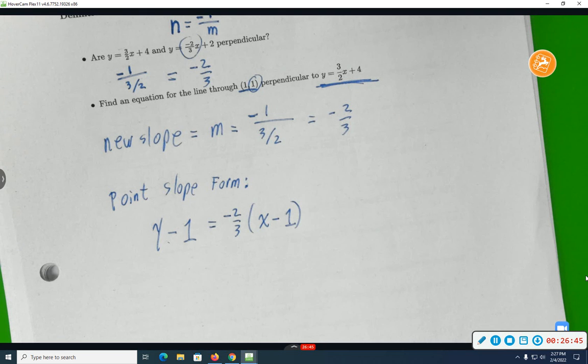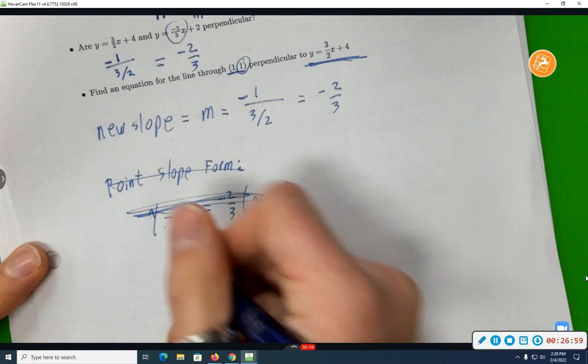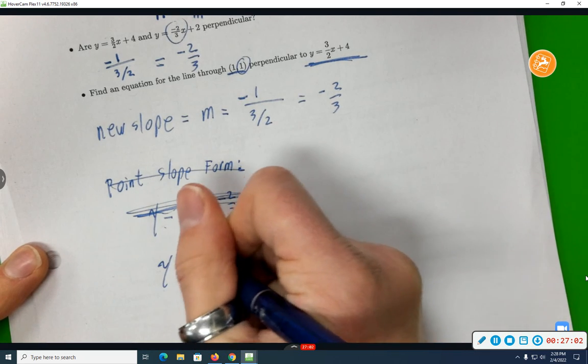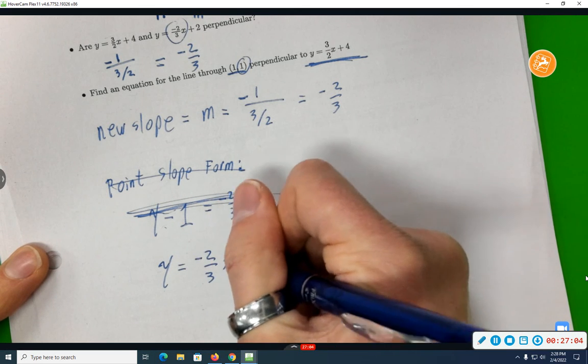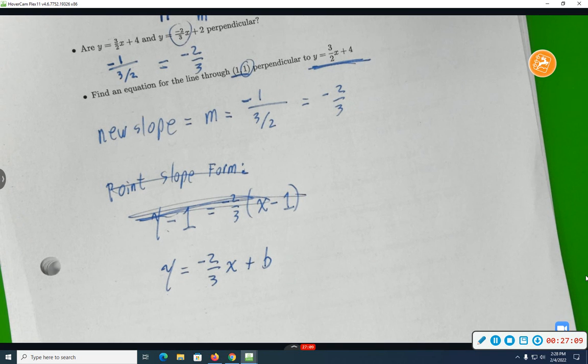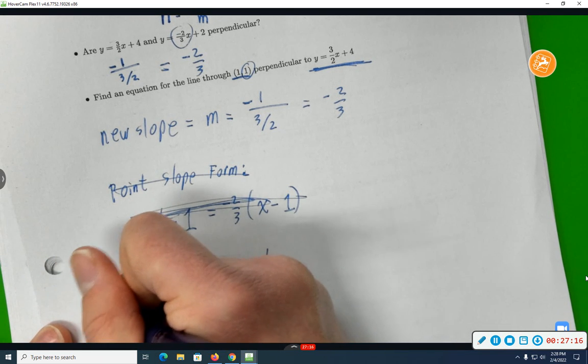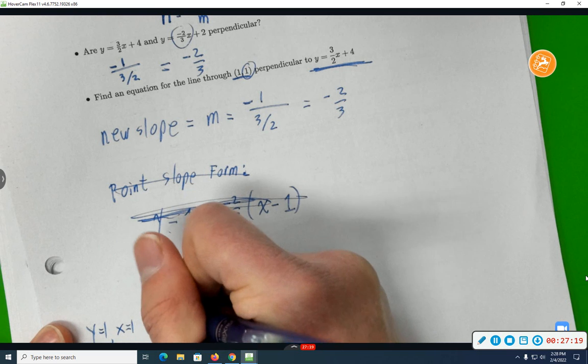Do we have to do point-slope, or could we just do y equals mx plus b and find b? Oh yeah, let's actually do it that way. So I know this thing should be in the form y equals mx plus b, and I don't know what b is yet. But what x, y coordinate do I know is on the line? (1, 1). So I should be able to plug in y equals 1, x equals 1, and solve for b.